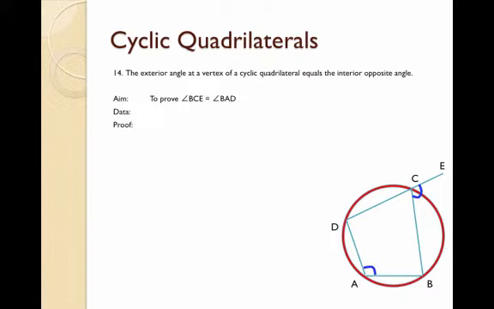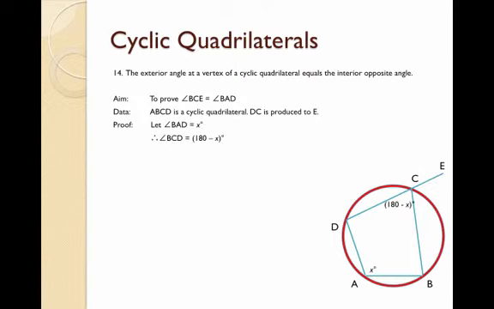Our aim is to prove that the exterior angle BCE is equal to the opposite interior angle BAD. We know that ABCD is a cyclic quadrilateral and that DC is produced to the point E, creating the exterior angle. To start our proof, we will let angle BAD equal x. We can therefore say that BCD is 180 minus x because the opposite angles in cyclic quadrilaterals are supplementary.